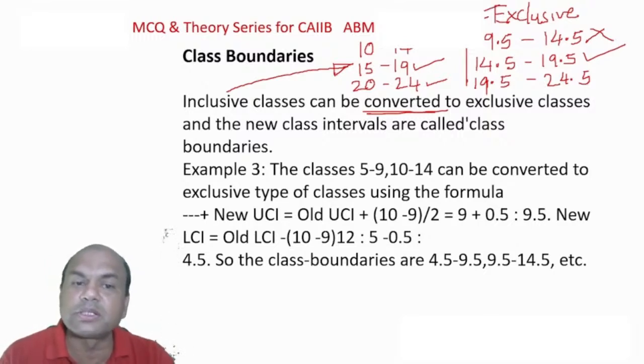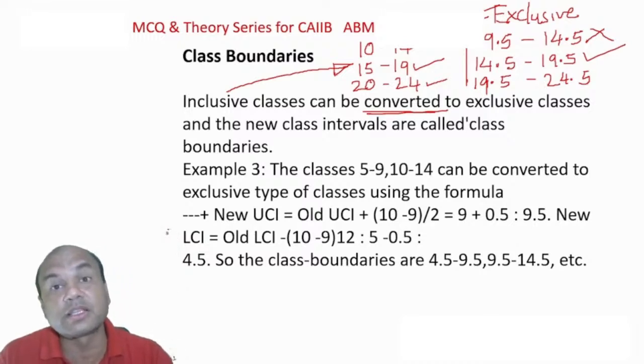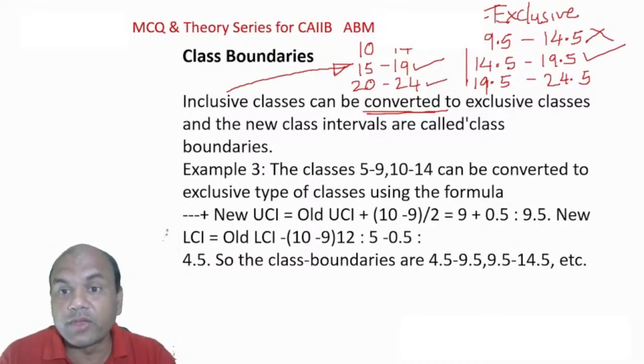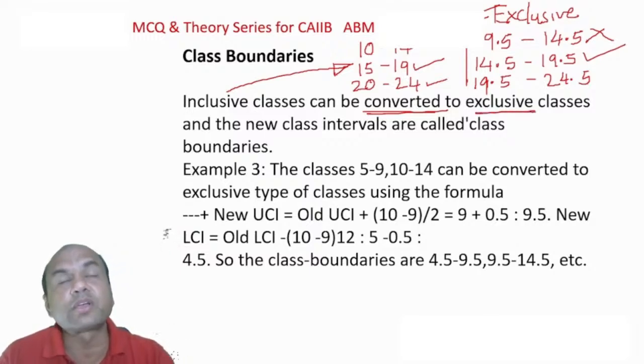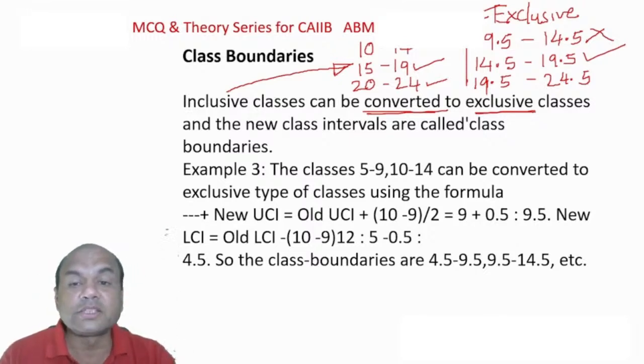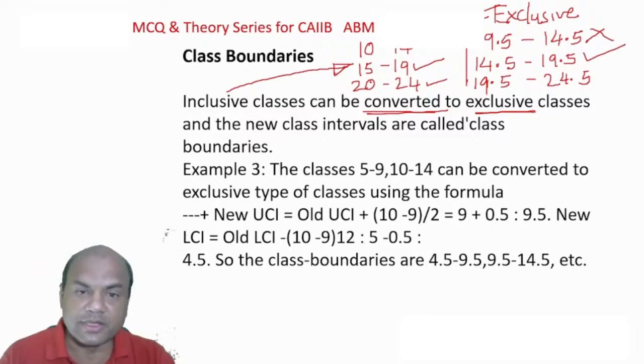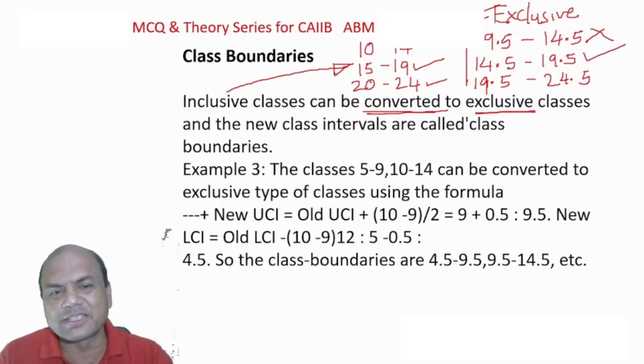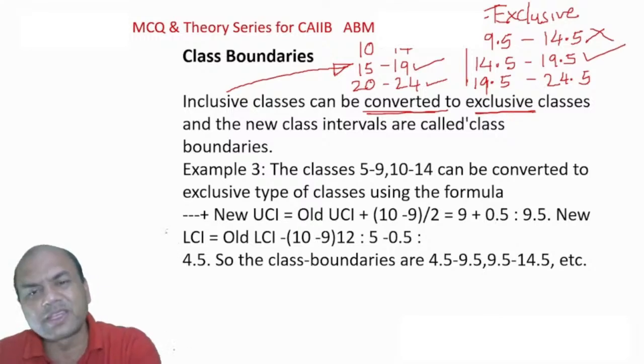We never use inclusive class while solving the numericals. Never ever. We always use exclusive. Even if you have an inclusive class, you have to convert it to exclusive. Remember. And the new class intervals are called class boundaries. Now the remaining thing is simple, the same thing I have explained to you. Let's move on. You can read this if you want.